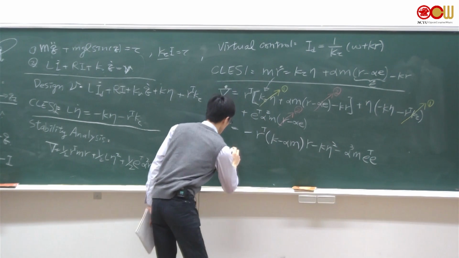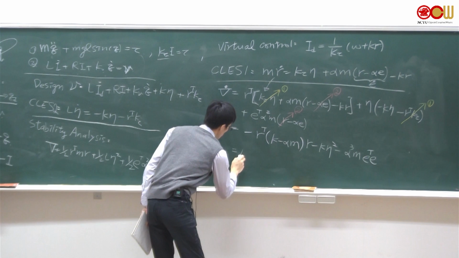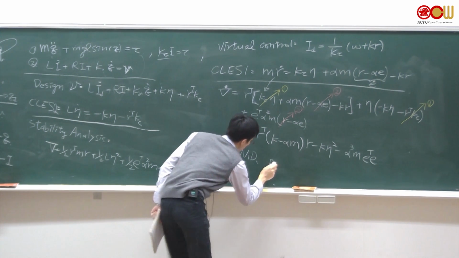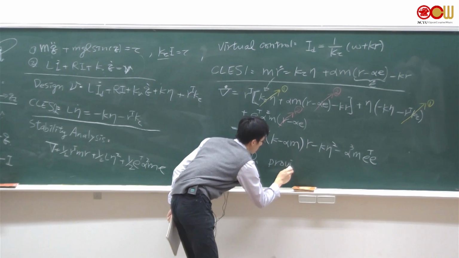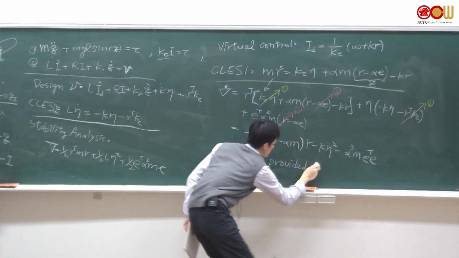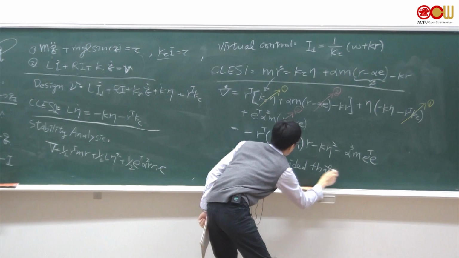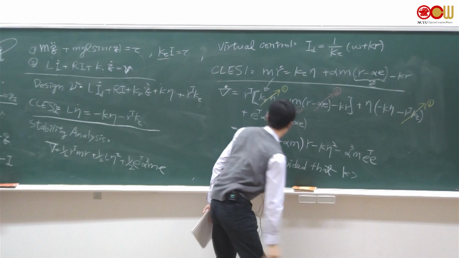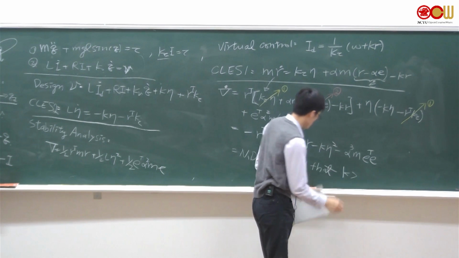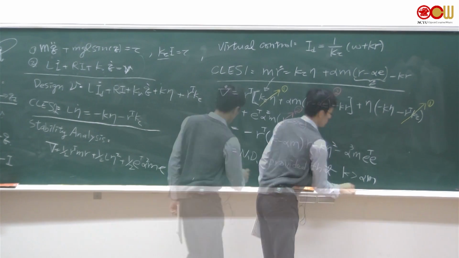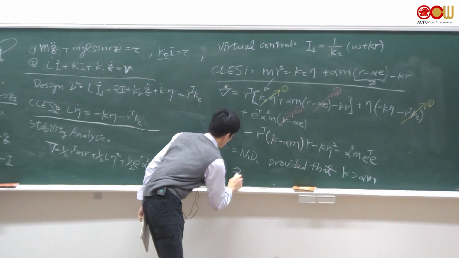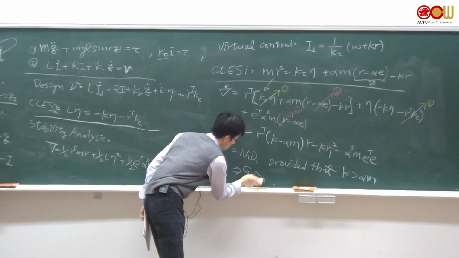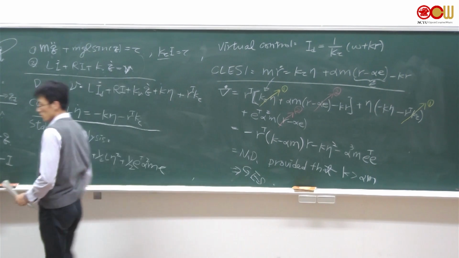Okay, and this is ND, provided that K is greater than alpha M. Globally exponentially stable. Okay.